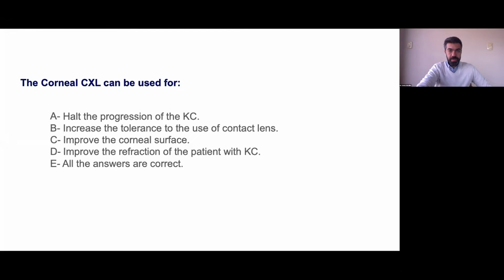Okay, no, not all the answers are correct. Why? This is the correct answer, the first one, halt the progression of the keratoconus. Now we're going to go to the second step, where I'm going to show you the effects of the intracorneal ring and the combined surgery, and you'll understand why it's not going to change or improve the refraction, and it's not going to increase the tolerance to the use of contact lens.